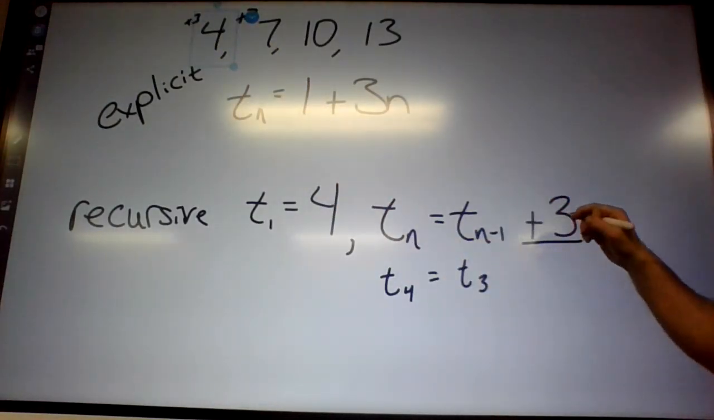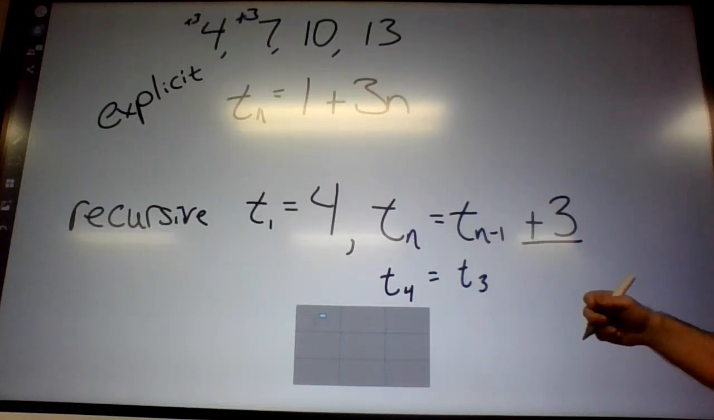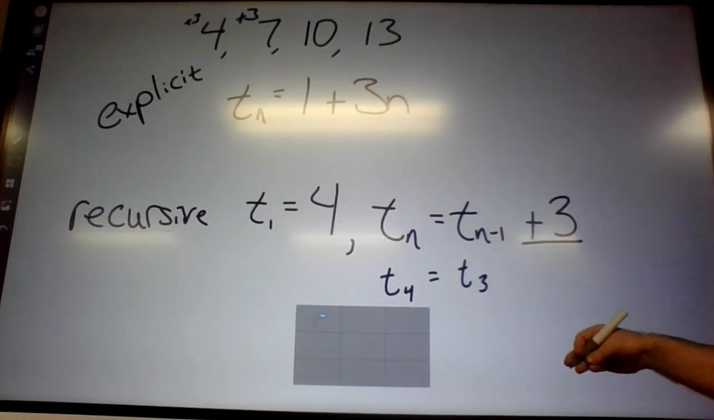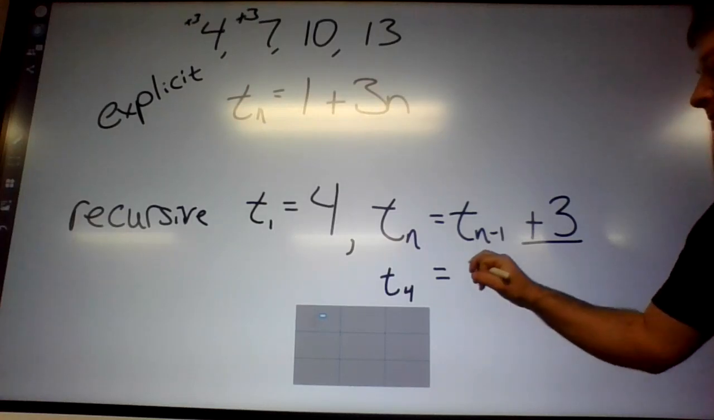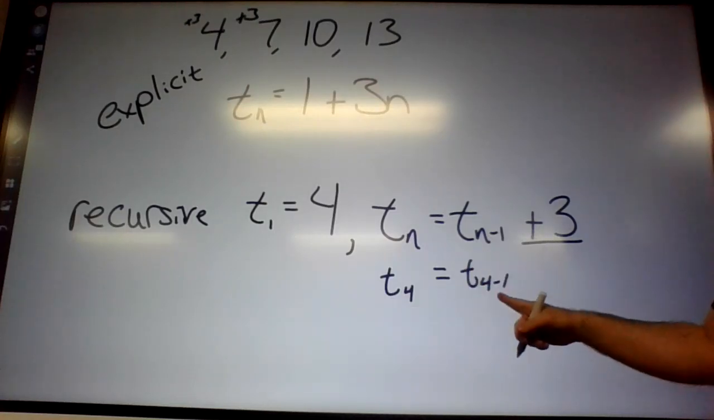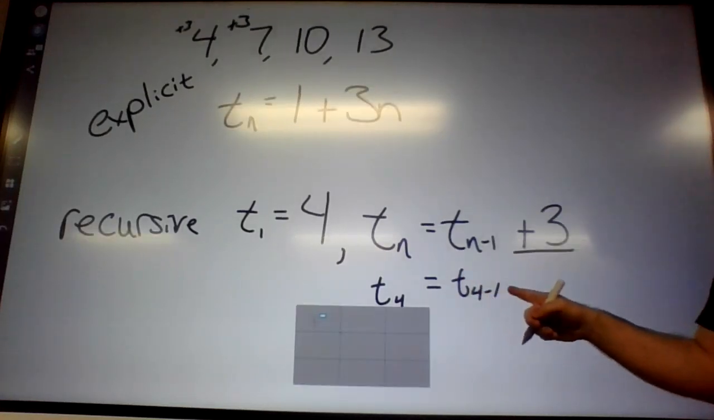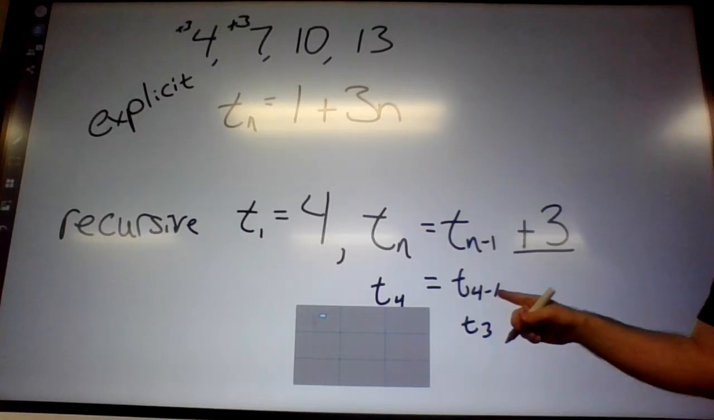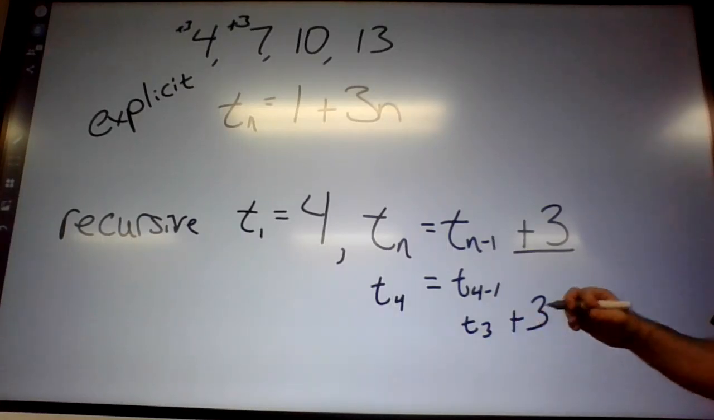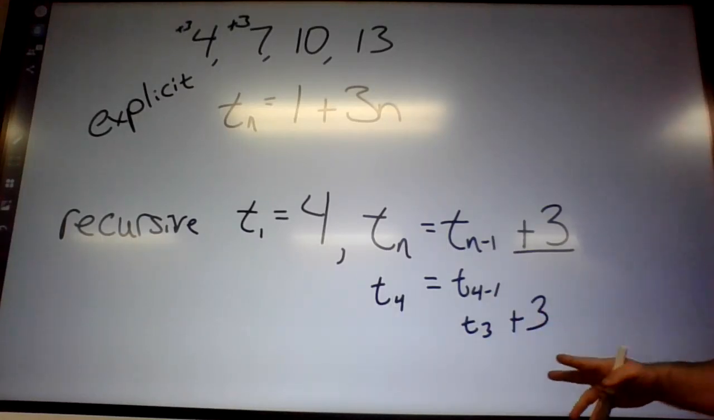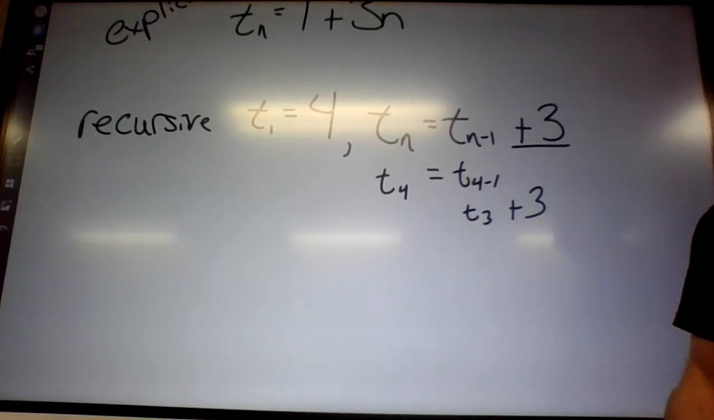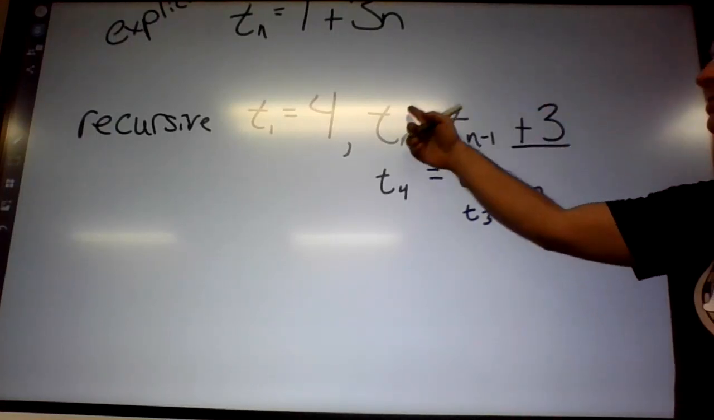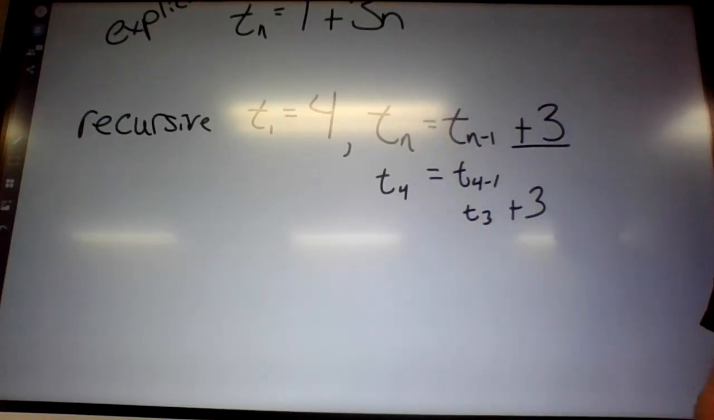Plus 3. Okay, you guys see the difference? So if I was looking for the fourth term, then I would take the third term, 4 minus 1, and then add 3. So does it matter which way you do it if they get the same thing? Well, today we're just going to be doing this. The directions say you're going to write it recursively.